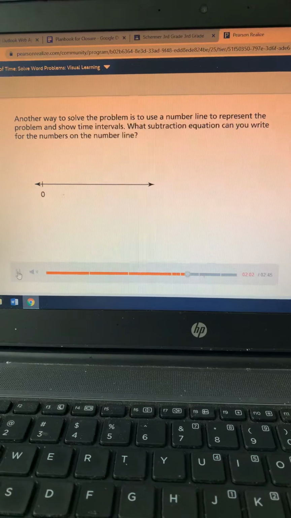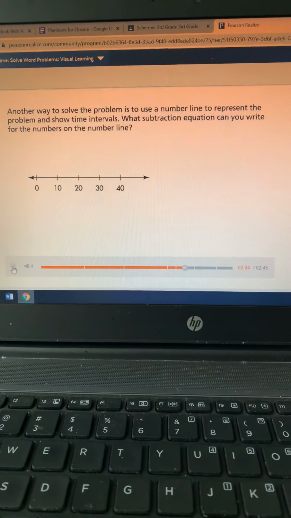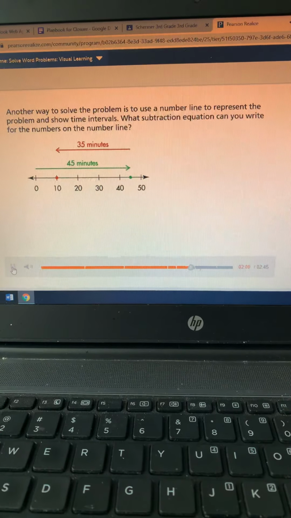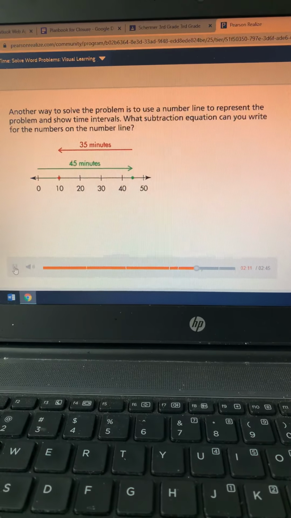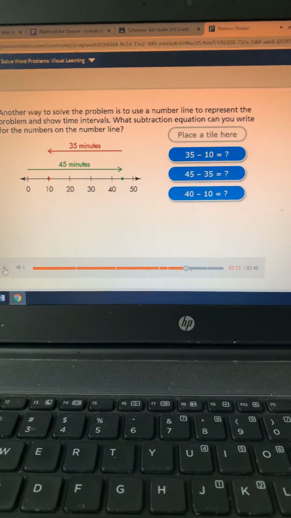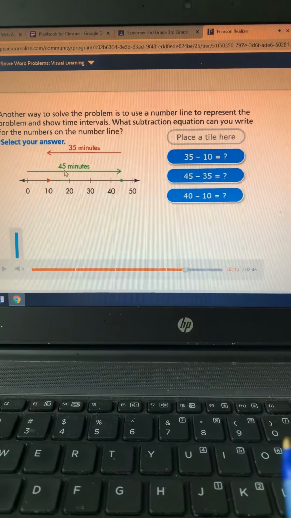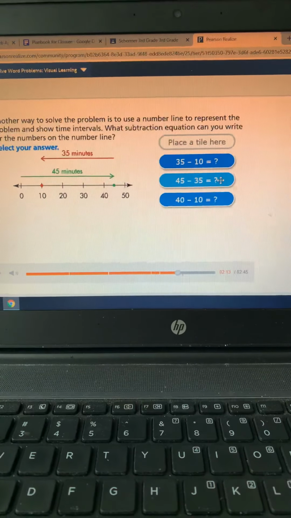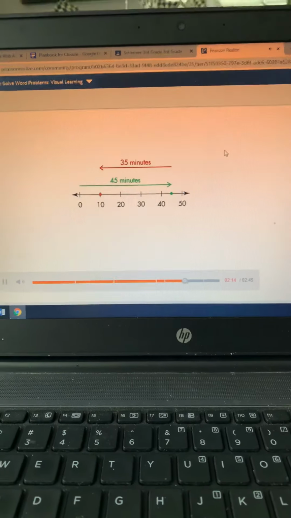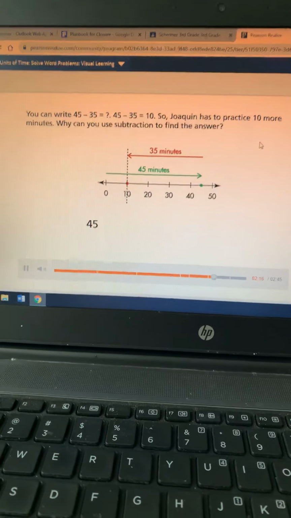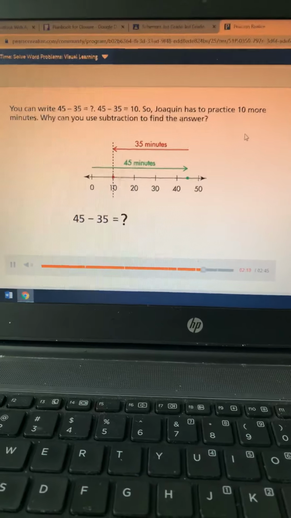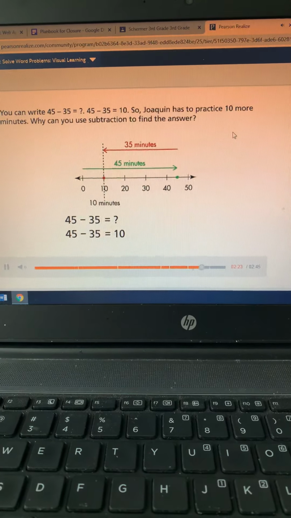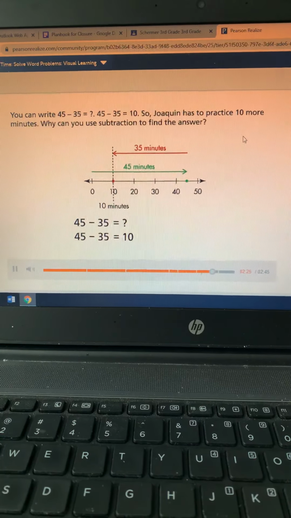Another way to solve the problem is to use a number line to represent the problem and show time intervals. What subtraction equation can you write for the numbers on the number line? So for our subtraction equation, we would do 45 minutes minus 35 equals 10. You can write 45 minus 35 equals 10. So Joaquin has to practice 10 more minutes.